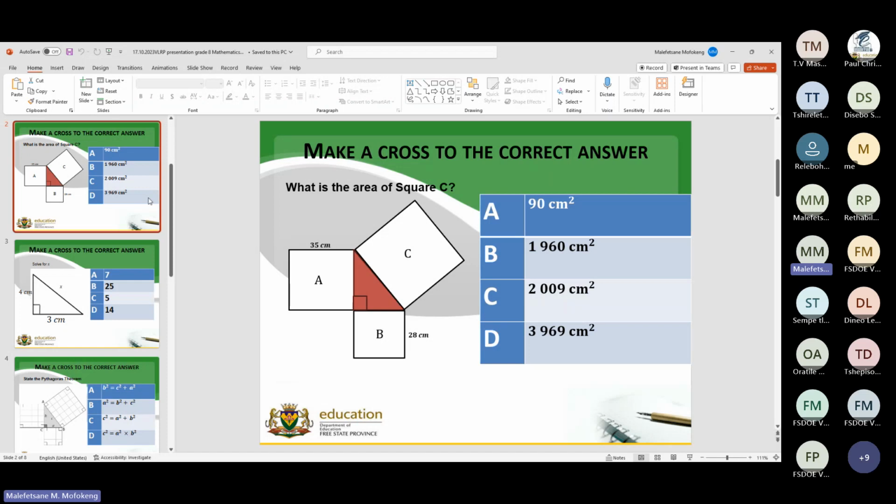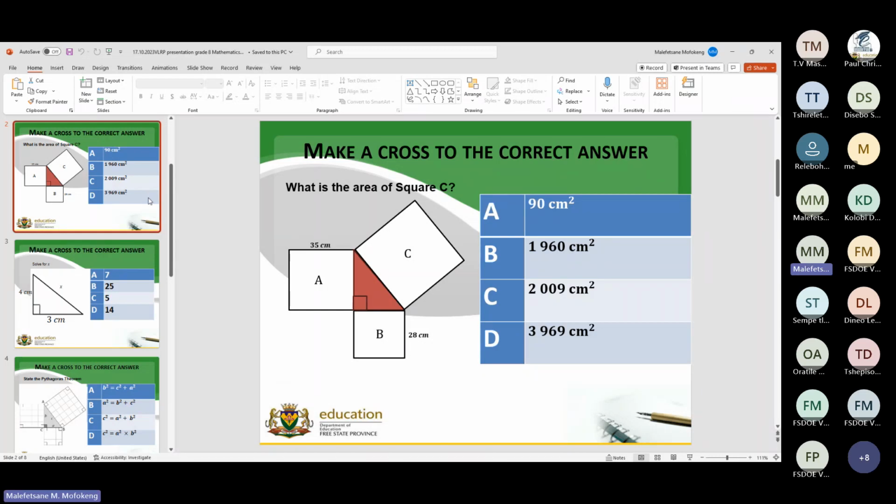You still have to remember that the hypotenuse is found by adding the squares of A and B. I think you are done with the answer. Which one are you going to mark correct? I think it's number C, 2009. Look at that question: it only needs the square of C, not the square root of the hypotenuse. Hence, the answer becomes C.